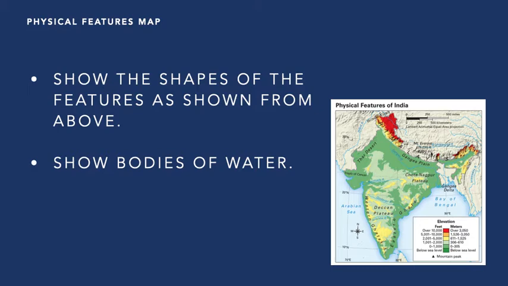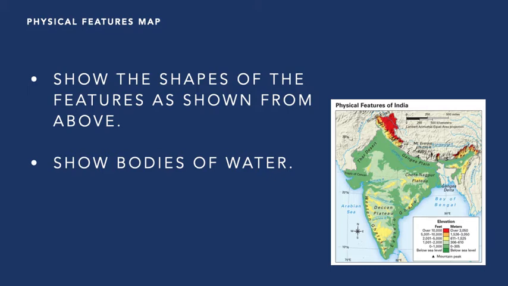In the picture on the right hand side of your screen is a physical features map of India. And this map shows major physical features in the country of India. The Himalayas are India's highest physical feature. Two long rivers flow out of the Himalayas and form one of the world's largest river deltas, where they meet the Bay of Bengal. And we can see all of that in our physical features map.